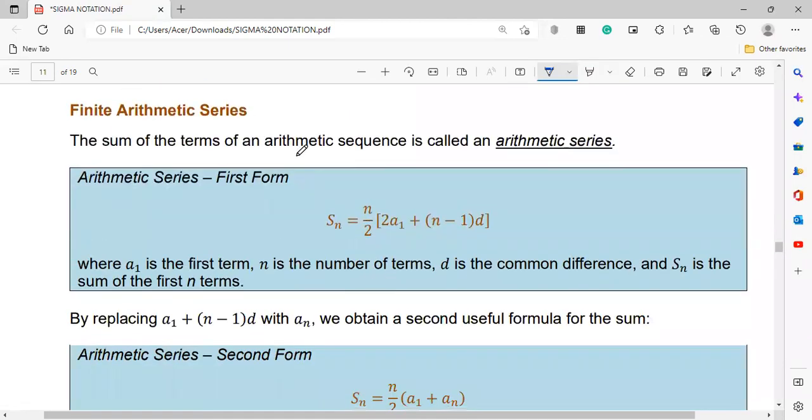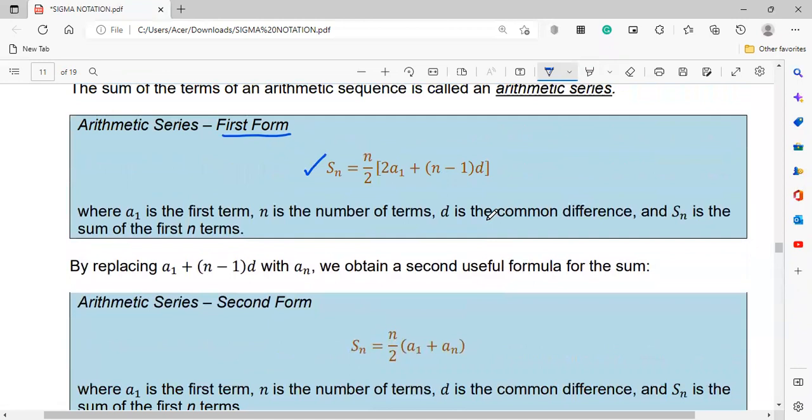Now, what about if we're interested to get the series? Series means getting the sum of all the terms, no? So, meron tayong tinatawag na finite and infinite. For now, we talk about finite arithmetic means or series. Okay, so we have here the formula for the first form kasi meron tayong pangalawang form. n being the number of terms, a sub 1, the first term, and d is the common difference. So S sub n, where n is the number of terms, is equal to n divided by 2 times 2a sub 1 plus n minus 1 times d.